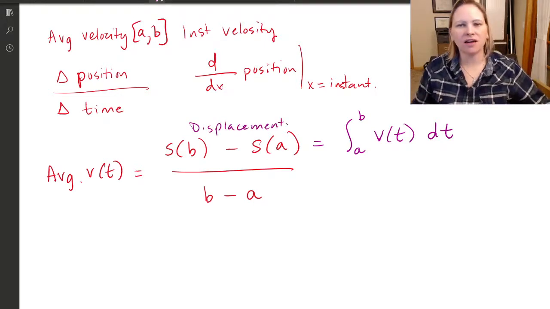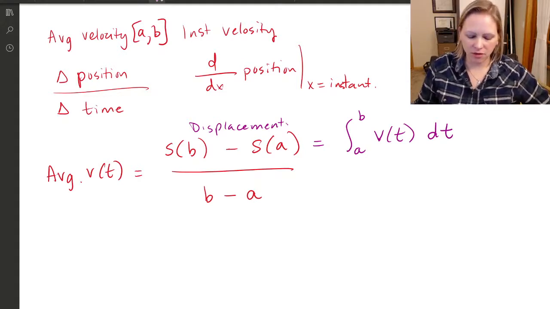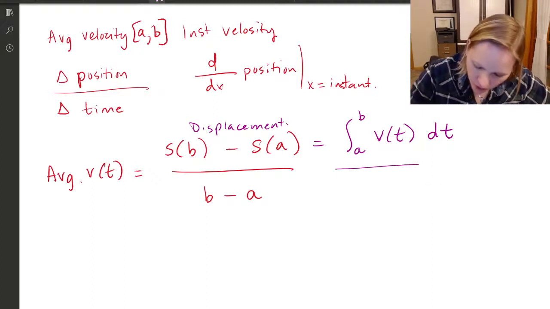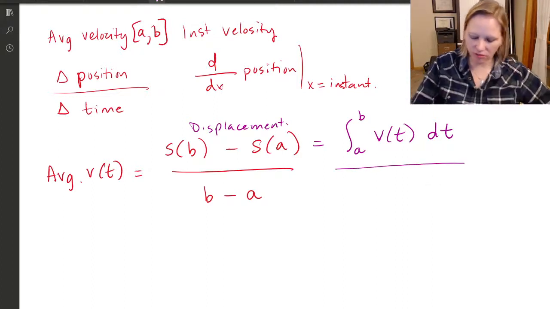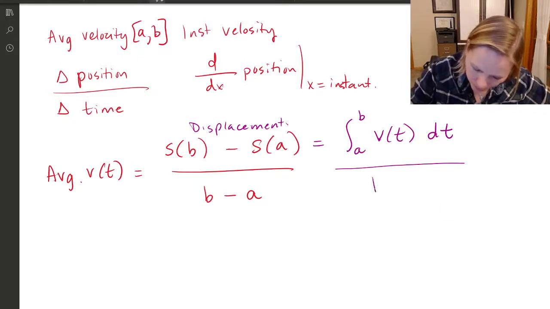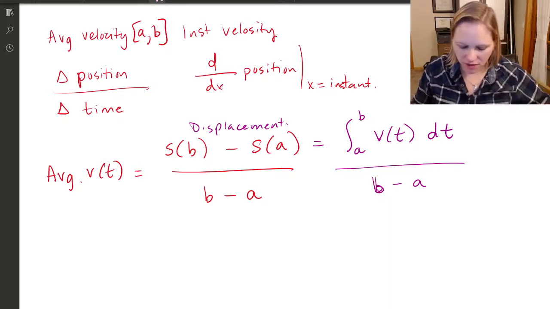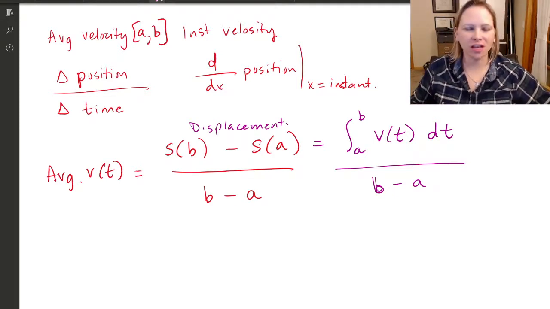So if I want to find the average velocity, rather than going through the trouble of finding the antiderivative, what I want to understand is that the average velocity can be found by doing the definite integral of the velocity, because that's s of b minus a, that's your displacement, over b minus a. So really, this is your average velocity: you're just going to integrate the velocity over the interval and then divide it by the change in time.